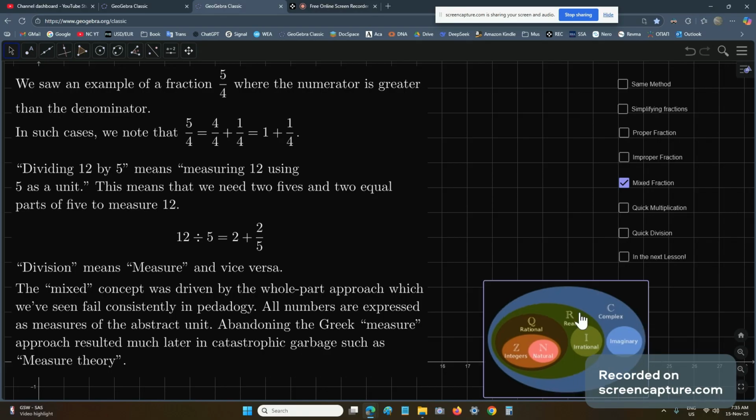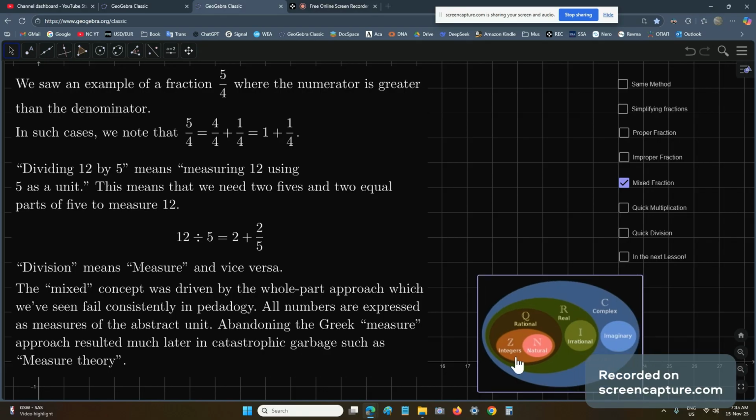This just goes to prove that these people didn't understand the concept of number. So if you look at this here, I mean, all numbers are fractions. First of all, there are no irrational, real, complex, or imaginary numbers. These four here are not numbers. The only numbers are these, okay? Integers, natural, and rational. These are not numbers.